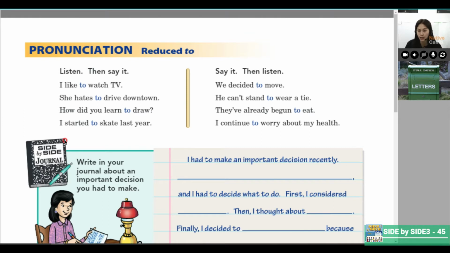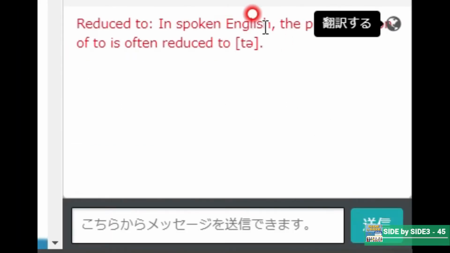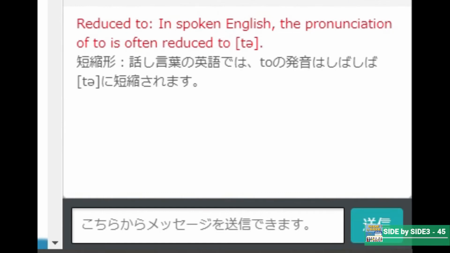The pronunciation: reduced "to". Okay? Now let's learn the pronunciation rule for this lesson. Please check your chat box because I will type some notes there. Here, the reduced "to": in spoken English, the pronunciation of "to" is often reduced, like that. Everything clear so far?